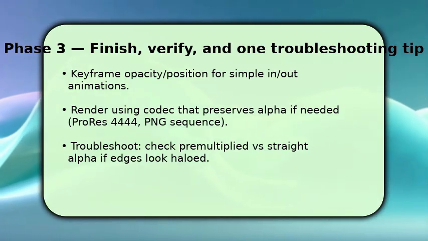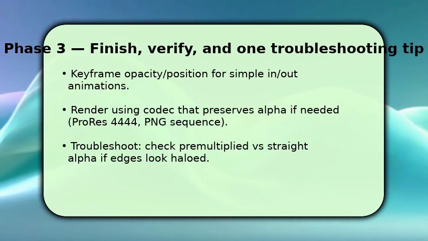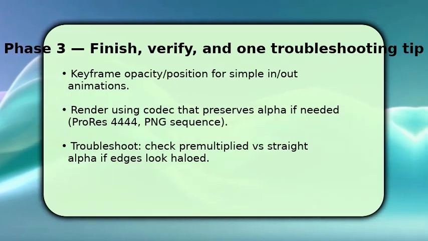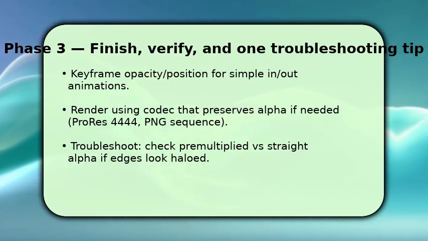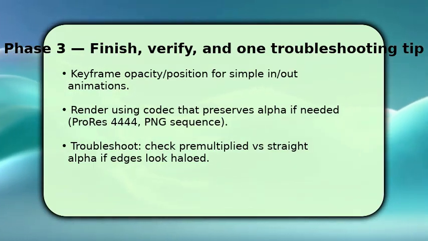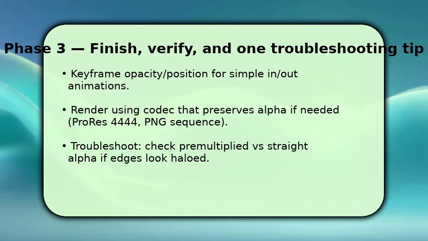Add keyframes to opacity or position for a fade or slide in. Keep motion short, 0.4 to 0.8 seconds for crispness. When exporting, pick a codec that preserves alpha like ProRes 4444 or export a PNG sequence if you need a transparent master.